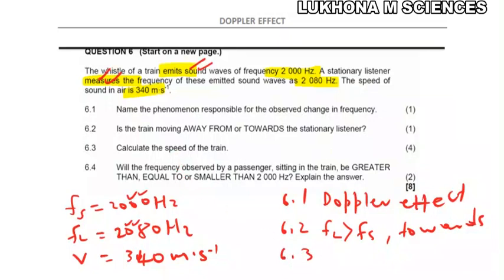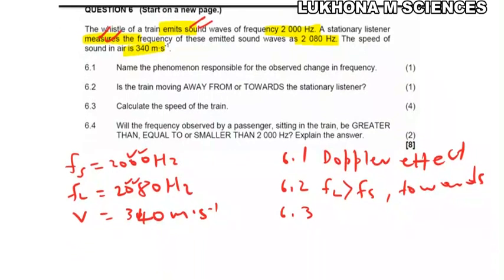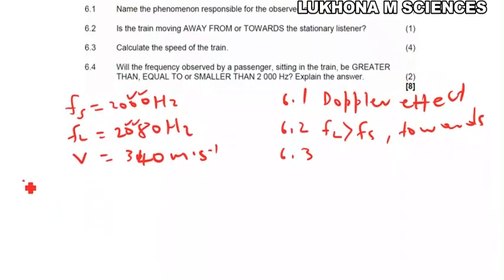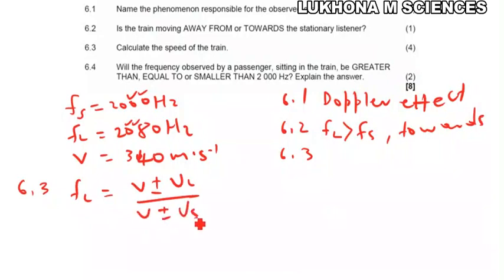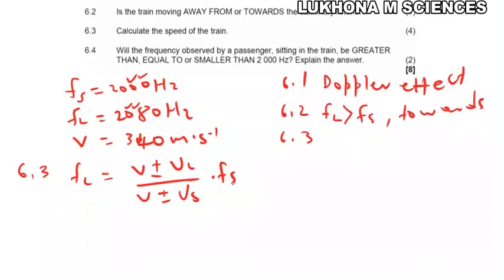The first thing that you do, that is 6.3, let me write it here. You first write the formula as it is, that is V plus or minus VL divided by V plus or minus Vs from the formula sheet. Then the second thing that you do is to choose the signs here. Now what is moving here? What is moving?